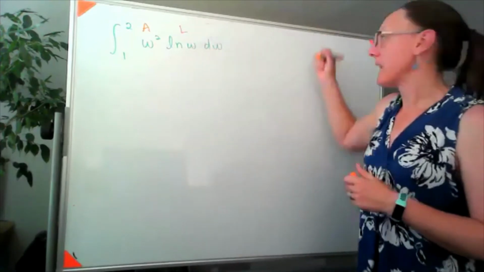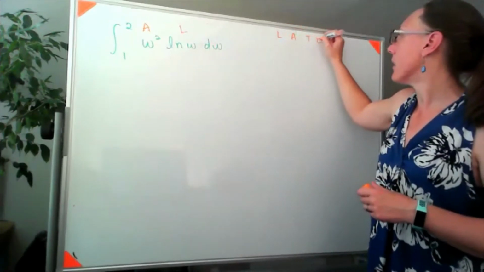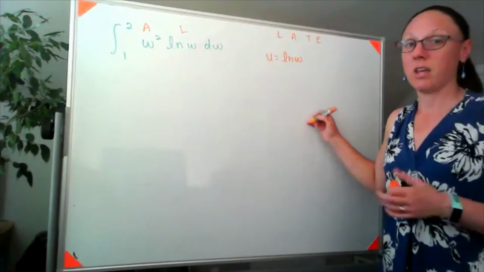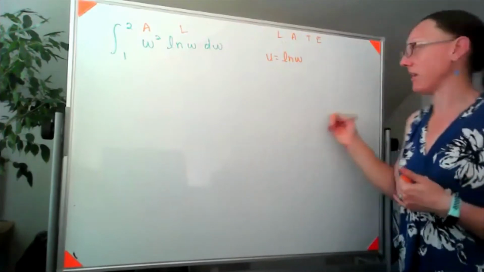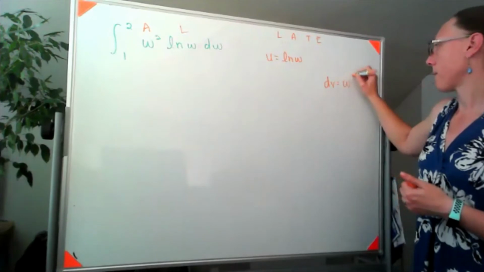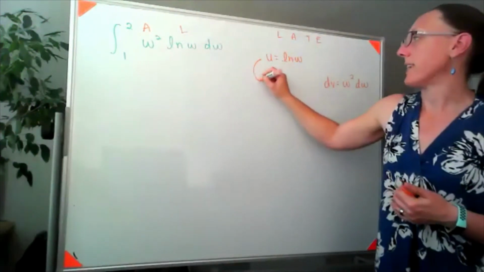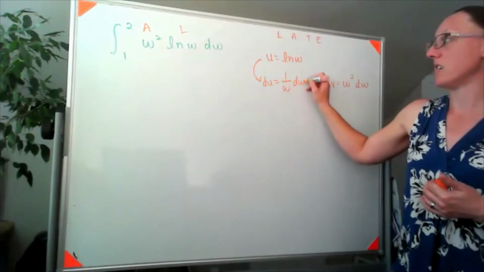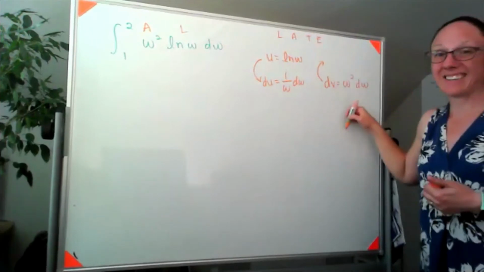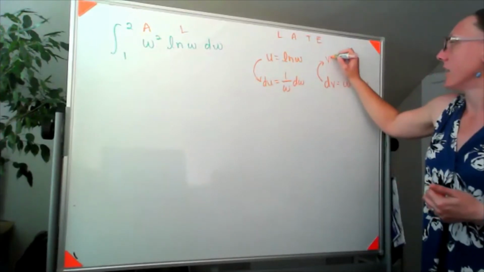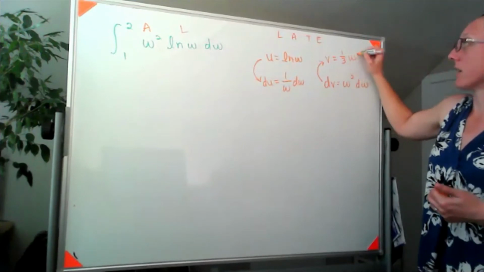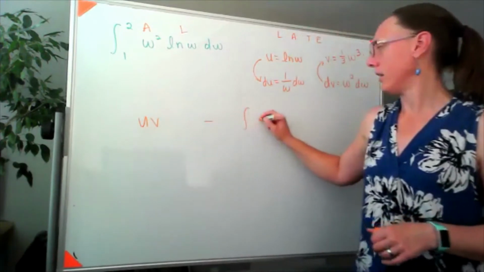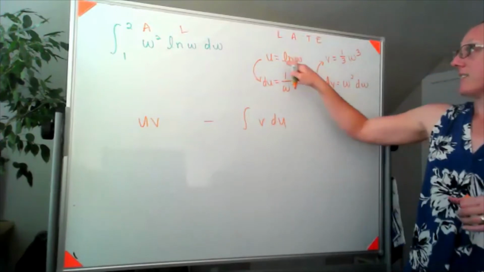L comes first in the word late, which means u is going to become natural log of w. Everything else is going to have to be dv. When I take the derivative of natural log of w, I get 1 over w dw. And when I take the antiderivative of w squared to get v, I'll have 1/3 w cubed. Putting that together, I've got my ultraviolet voodoo. So u times v.